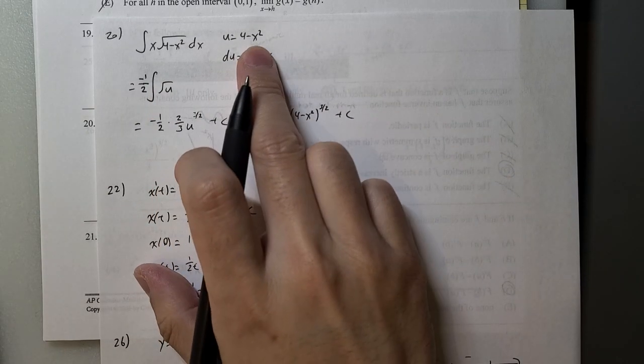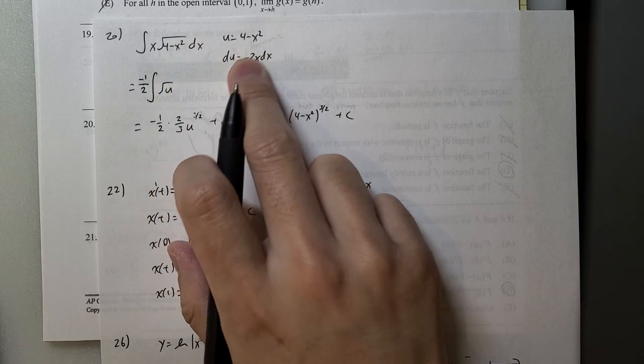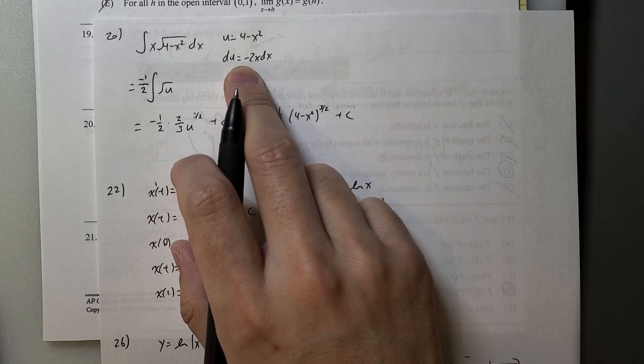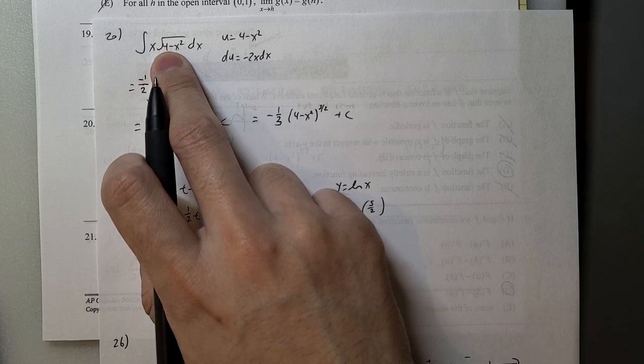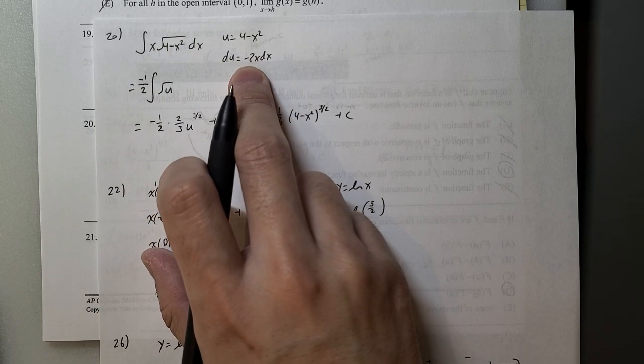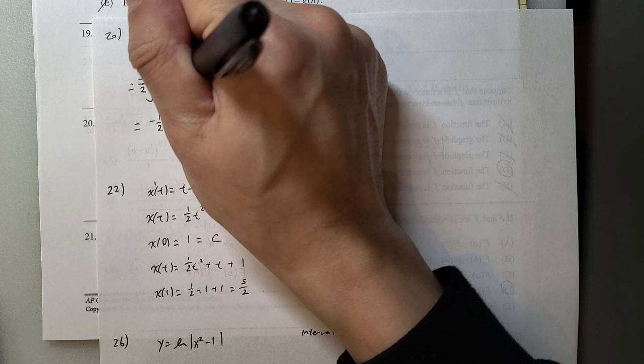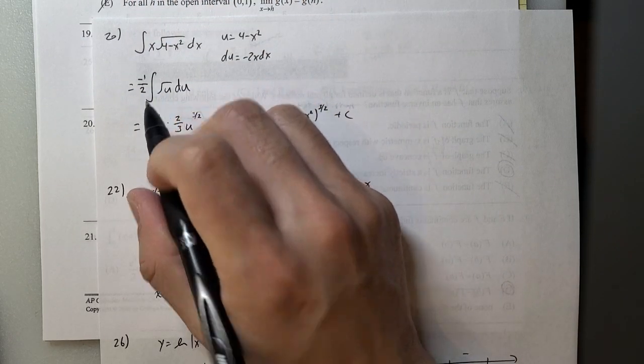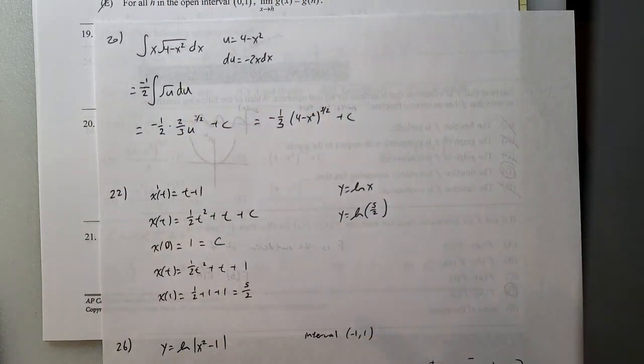So if we let u be inside the square root, 4 minus x squared, du is negative 2x dx. So this becomes square root u. We have x dx. That's du over negative 2. Oh, I forgot du. du over negative 2. Okay, so I pull the negative half out in front.